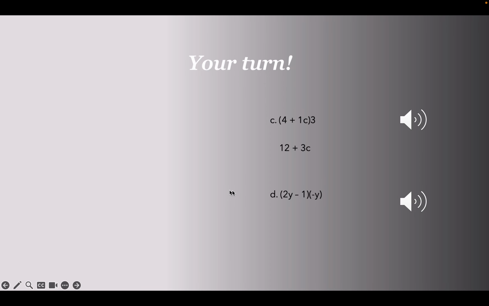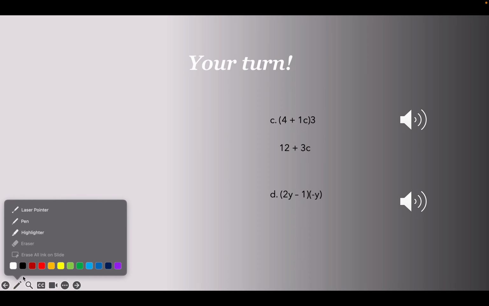All right, the next one. (2y - 1) times negative y. On your mark, get set, go. All right, let's go ahead and work this one here. Negative y times negative 1 and negative y times 2y.